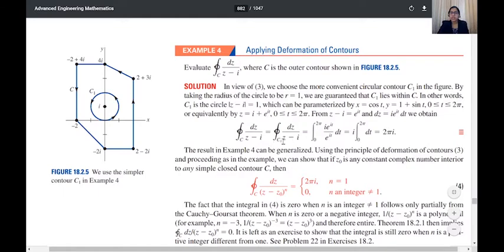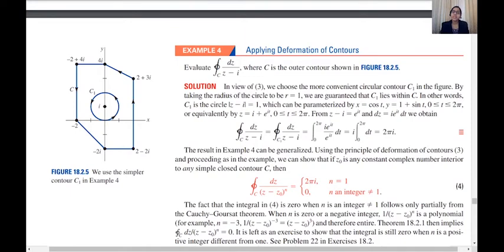The integral over C1 of dz by z minus i will be the integral from 0 to 2 pi of dz, which is i times e raised to it, divided by z minus i, which is e raised to it, into dt. While integrating this, i is common, so i times the integral from 0 to 2 pi, so the value is 2 pi i. So the integral over C of dz by z minus i is equal to 2 pi i.